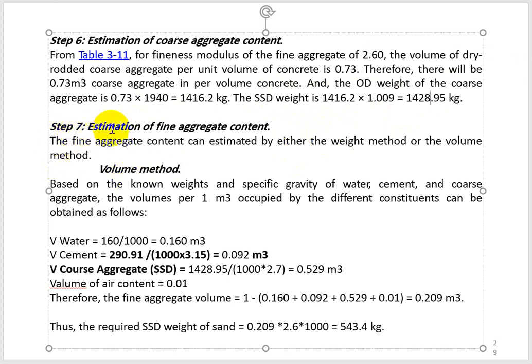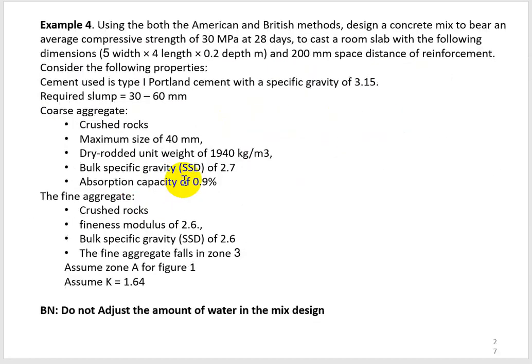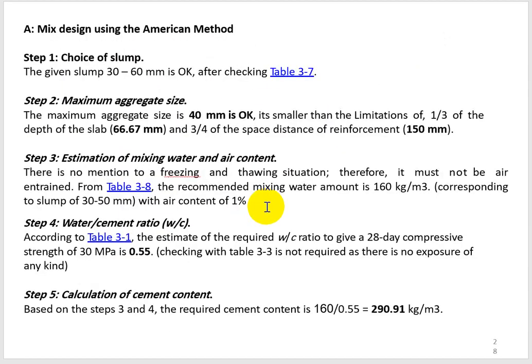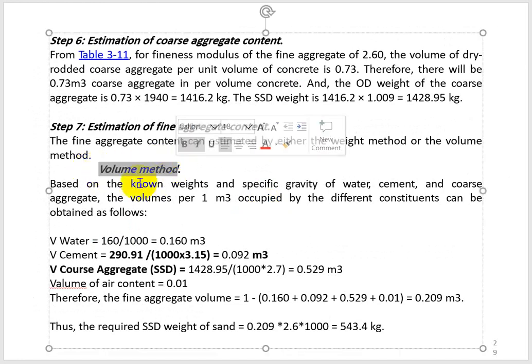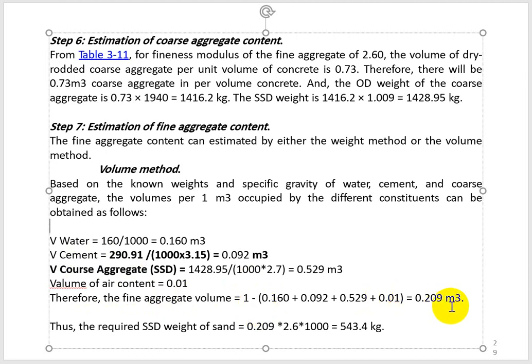Then we go to step 7, estimation of fine aggregate. As long as there hasn't been any mention in this example that you need to use a specific method, it's up to you to use either the weight or volume method. The easiest method is the volume method, and in that case we have all the information we need. We only need to divide everything by the density of its corresponding materials. So we have it in this formula and we are set.